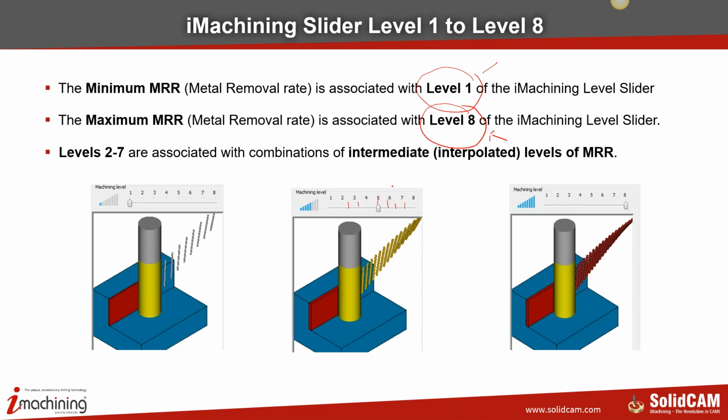So if the machine is a bit old and if your holding is not good, I will just pull the slider back and probably I will use level 4 here. But if I say my machine is brand new, my holding is on a hydraulic vise, I know that this is an excellent setup, I can jump immediately to level 8 and it will machine at level 8.